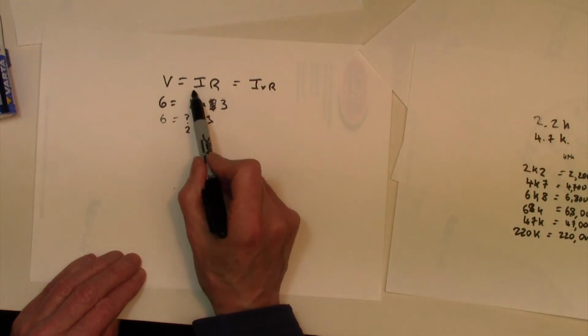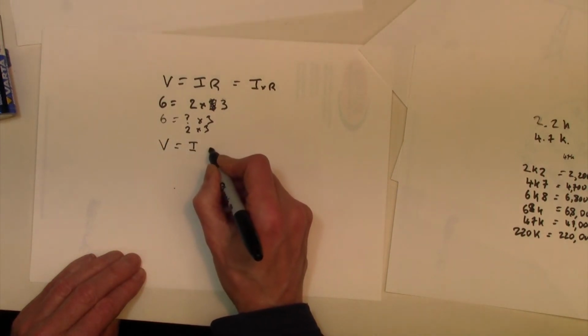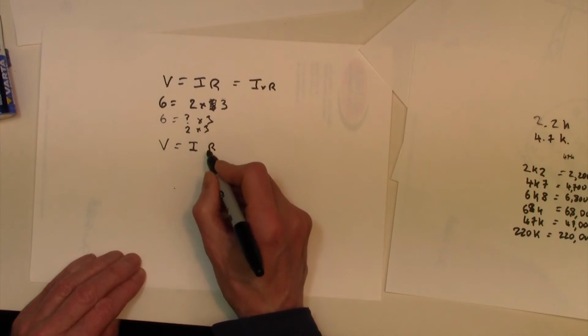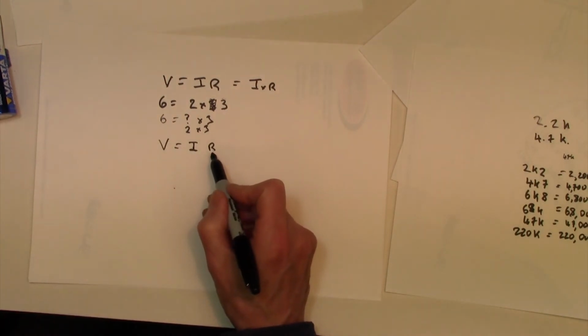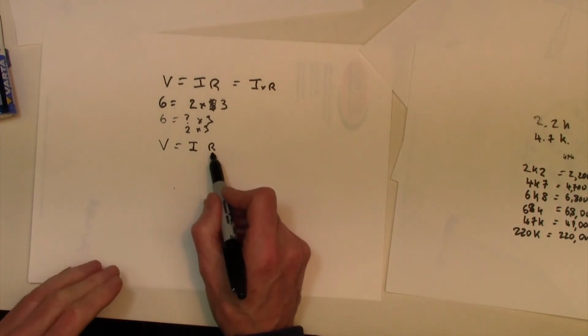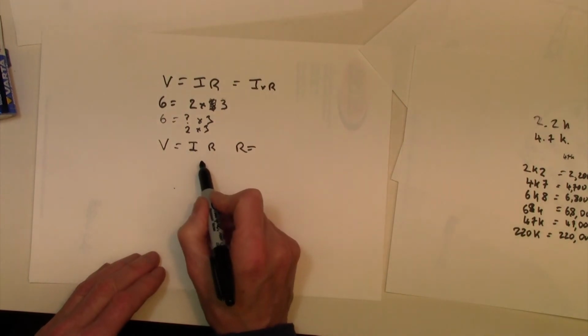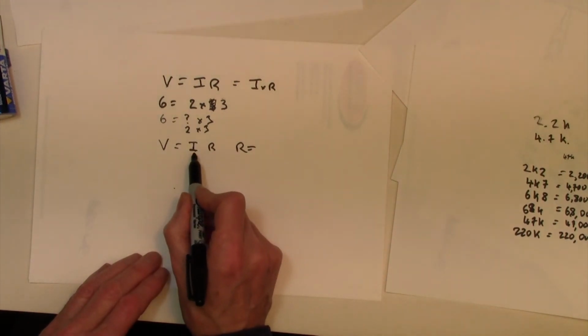We need to get rid of this I here. So let's just write that again. V equals I R. Remember, I times R. We know the voltage and the current, and we want the resistance. So we want R equals something. We don't want this messed up with the I. So we need to kind of get rid of the I here.